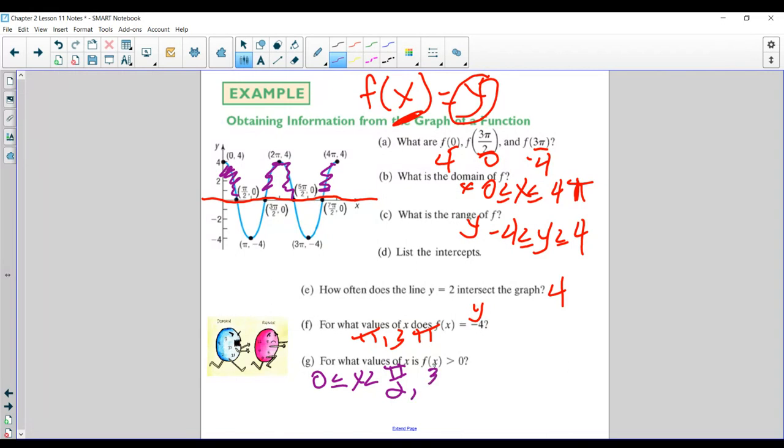Then from 3 pi over 2 to 5 pi over 2. And then from 7 pi over 2 to 4 pi, including 4 pi, because that would still be equal to on that piece.